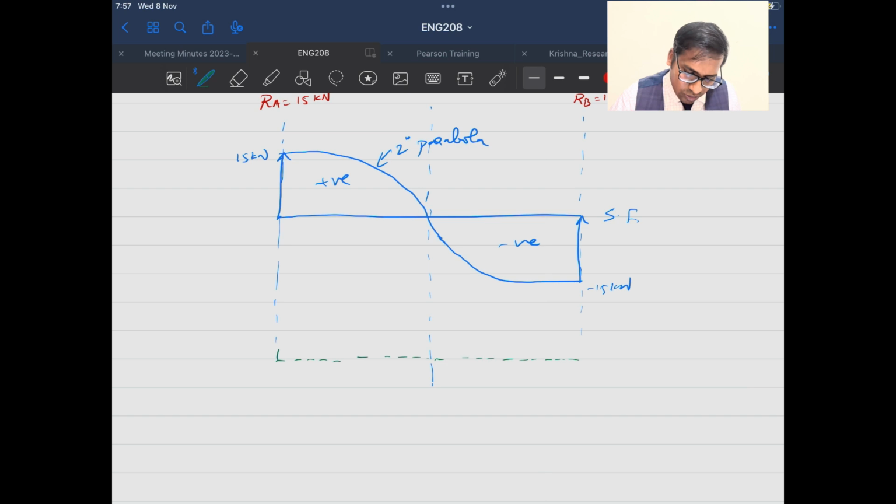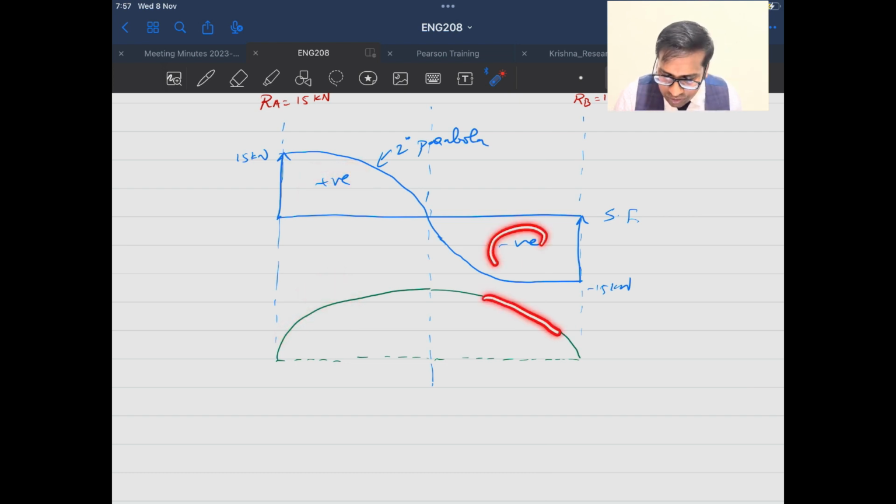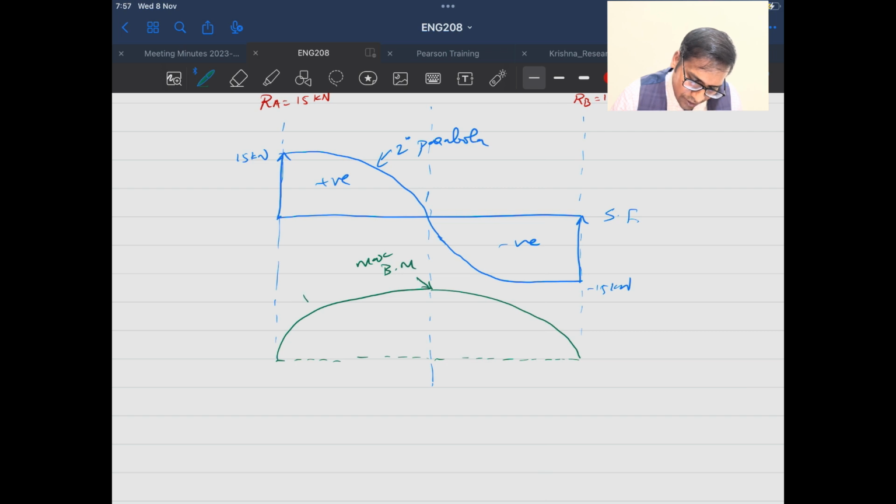This is a third degree parabola. So I start like this, I reach my maximum, then again I reach here. Okay, see here, this is my positive slope because the shear force is positive. This is my negative slope because my shear force is negative. Okay, and this is my maximum bending moment. I can write this as maximum bending moment, and I can also write this as third degree parabola. These things you can mark, and this will be my bending moment diagram.